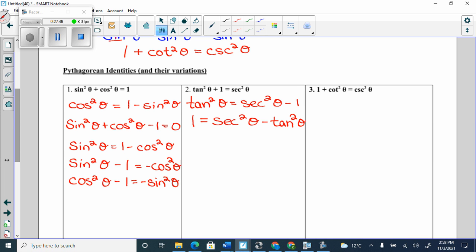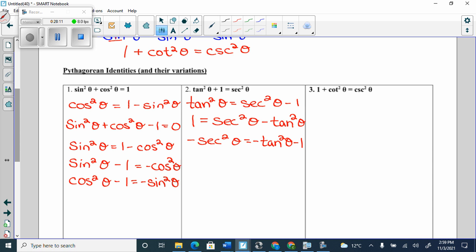We could, if we had a negative secant, force a negative secant. So we can move the secant over and everything else to the other side, couldn't we? We could go like negative secant squared theta by subtracting it over, then subtract all that over. So negative tan squared theta minus 1. So you could do variations.